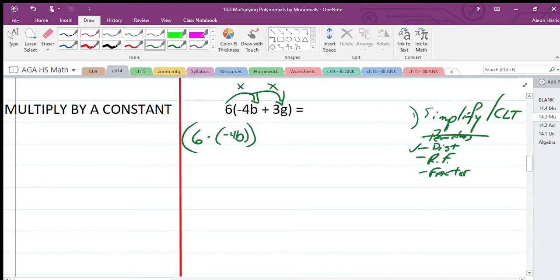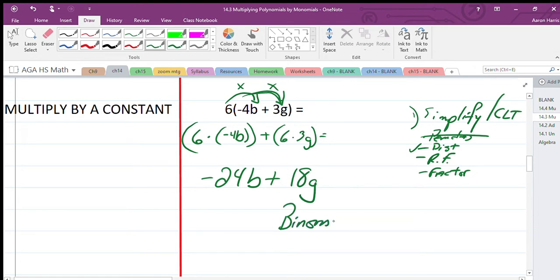Okay? And then I'm going to add what? 6 times a 3g. So let's just do it. 6 times a negative 4b, a positive times a negative is a negative. 6 times 4 is 24, and I'm left with a b. Plus 6 times 3 is what? 18g. So my new binomial is going to be negative 24b plus 18g.